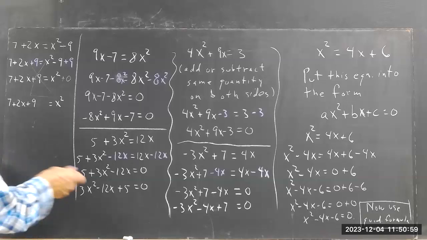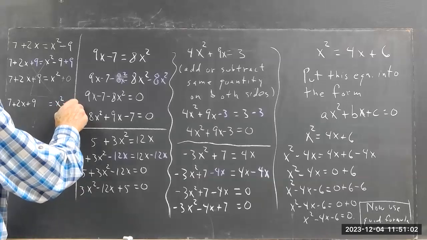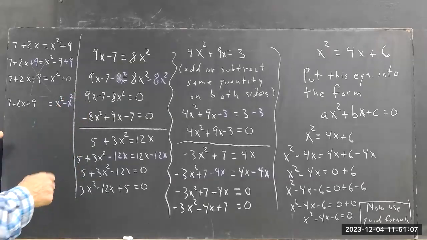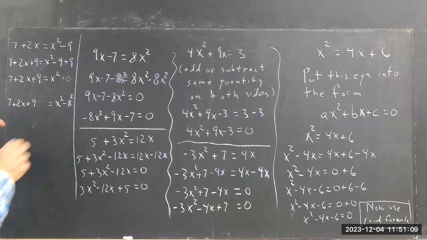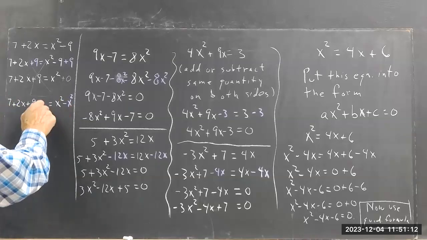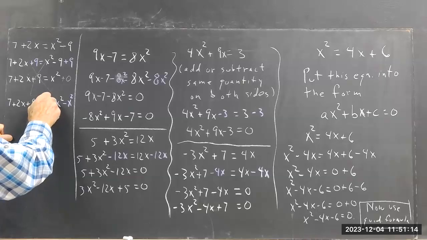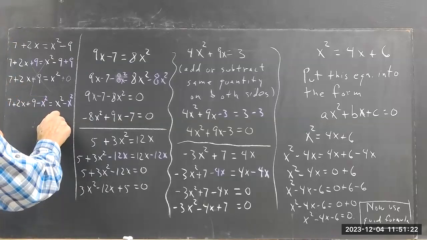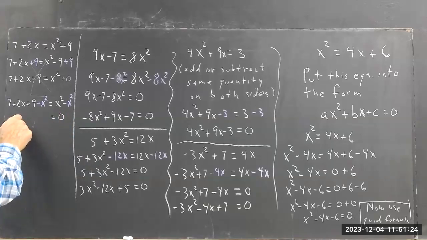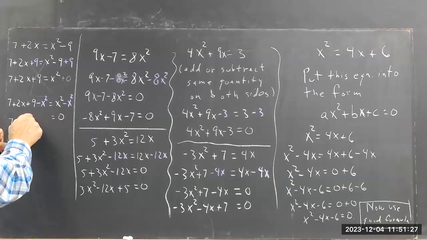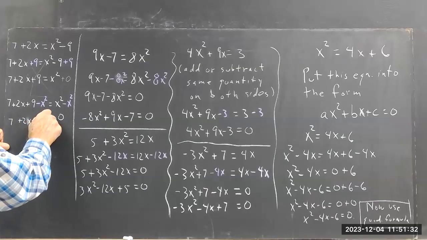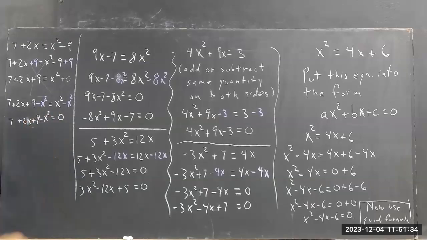And then what everybody seems to have done is they subtracted x squared from this side. And I think at least one person then added x squared on this side, but no, we're subtracting x squared from both sides. So we get this. And of course now x squared minus x squared is 0. And we have 7 plus 2x plus 9 minus x squared equals 0.